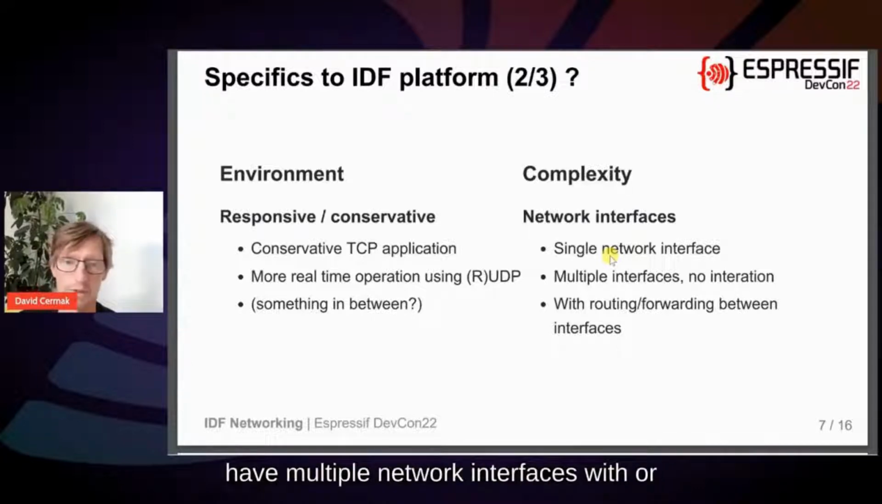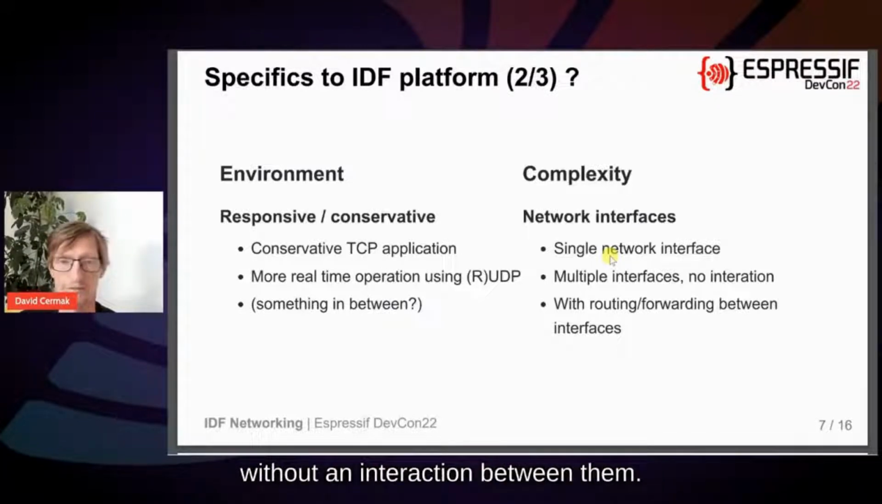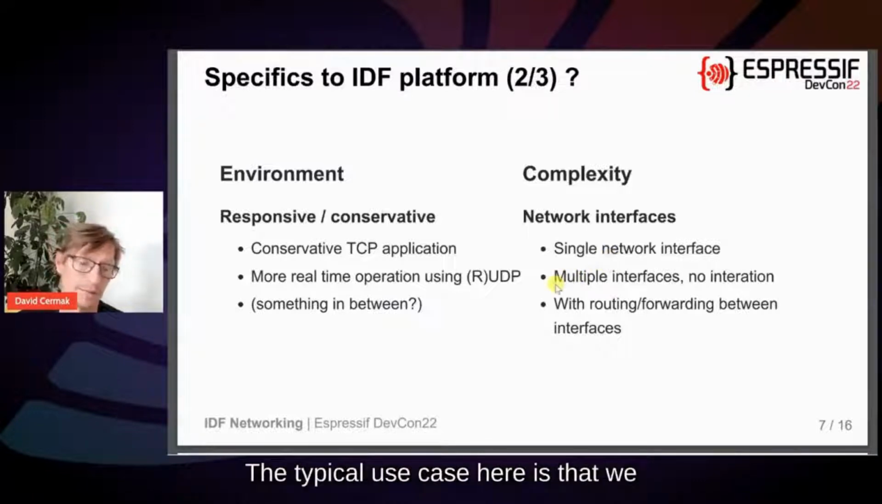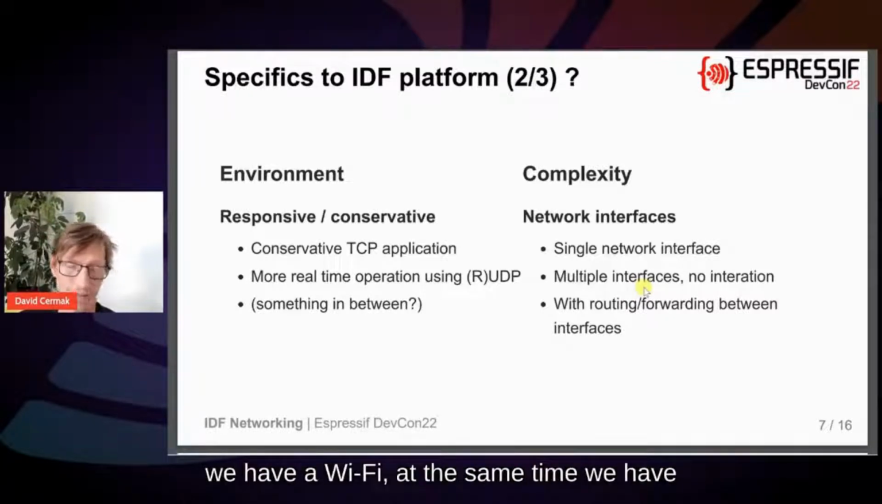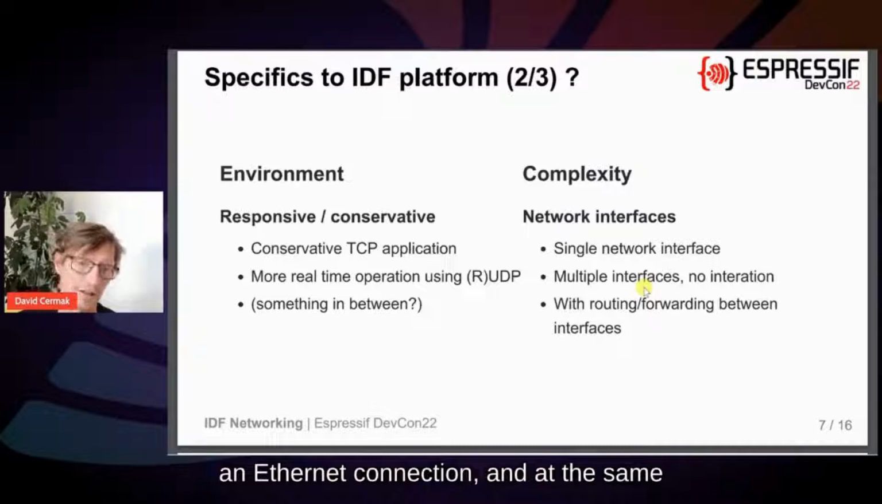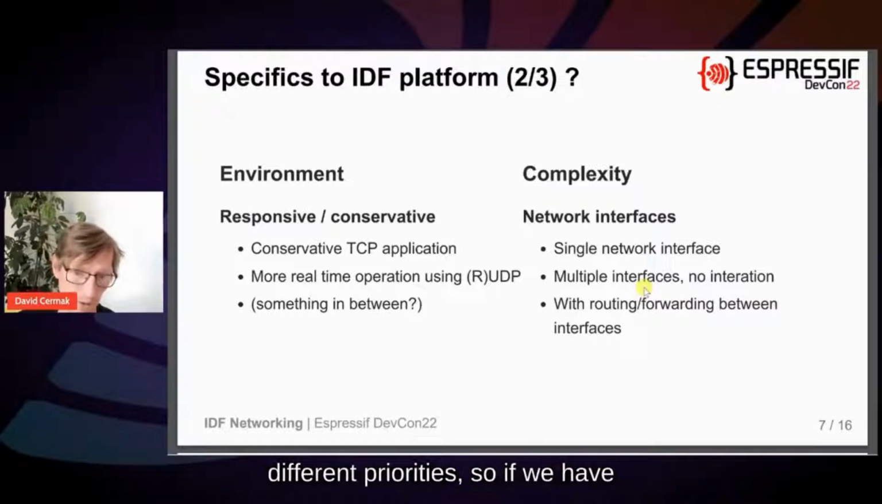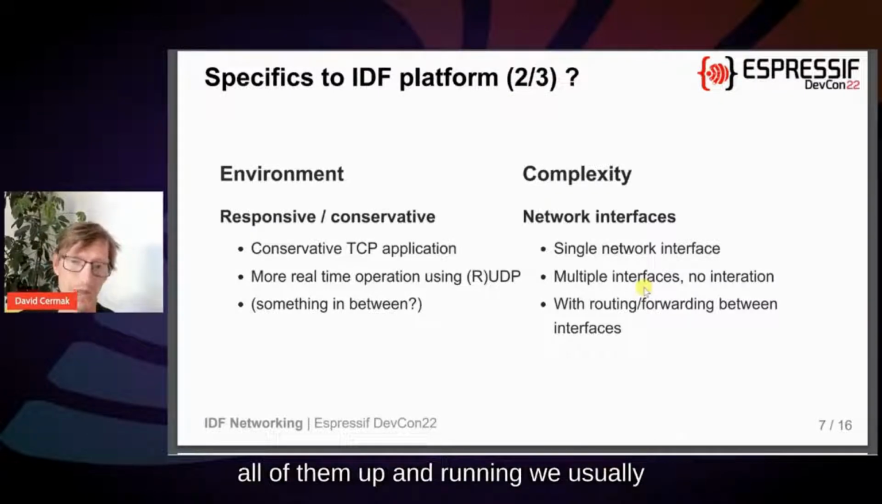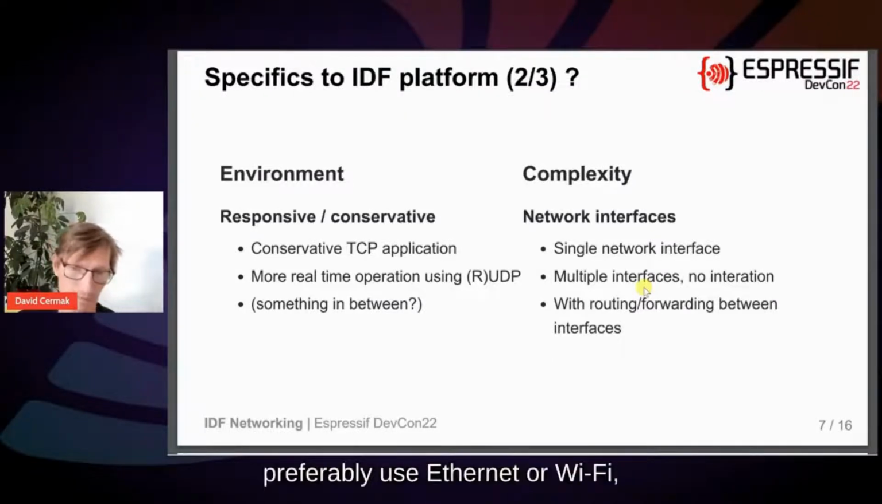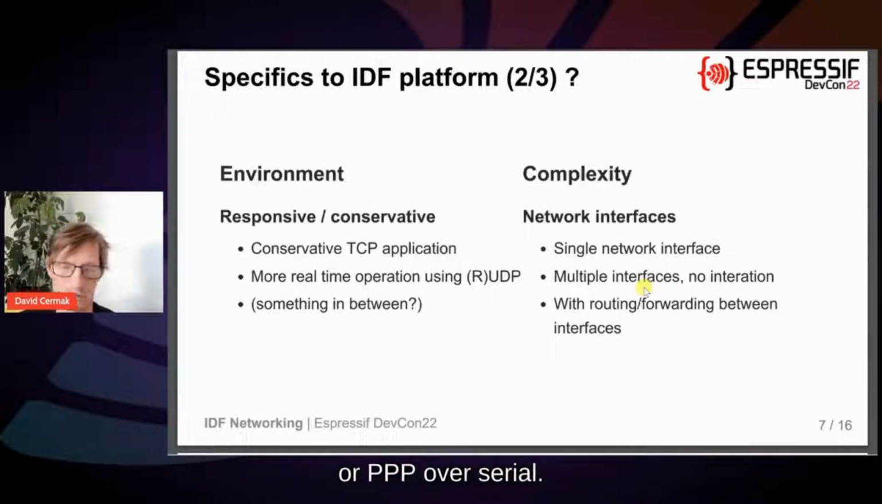We could have multiple network interfaces with or without an interaction between them. The typical use case here is that we have Wi-Fi, at the same time we have an Ethernet connection, and at the same time we have a cellular network connection. And all these interfaces have different priorities. So if we have all of them up and running, we preferably use Ethernet or Wi-Fi. If Wi-Fi is down and Ethernet is down, then we go with the cellular network connection over PPP or PPP over serial.